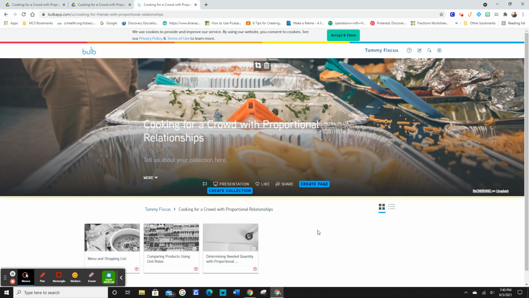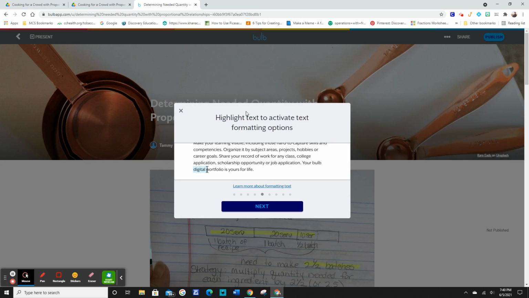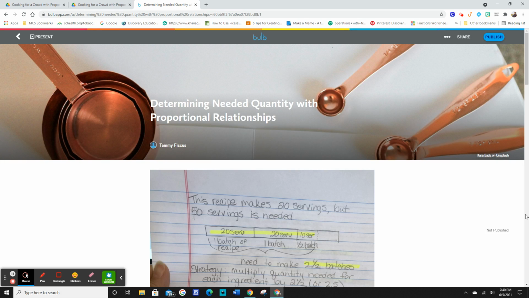Once I click on the portfolio, I have 3 pages. There's going to be more, but right now I just have 3. Clicking on one of the pages, let me click on the determining needed quantity. You can see that it's customizable. The banner up here with the measuring cups and the measuring spoons, they don't have to have that. They can have any picture that they choose to put up there to highlight, to accentuate, to show the creative side and their personality regarding this particular project.